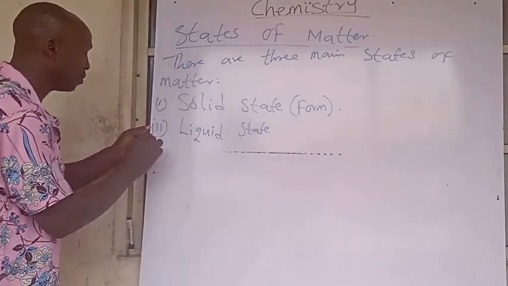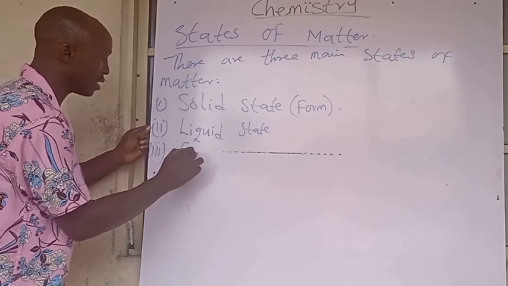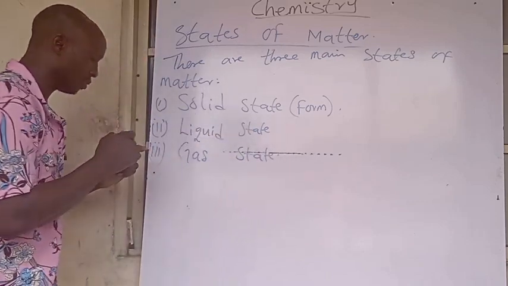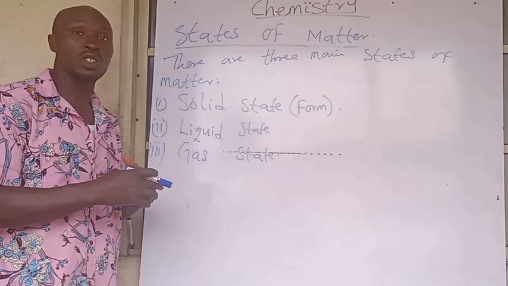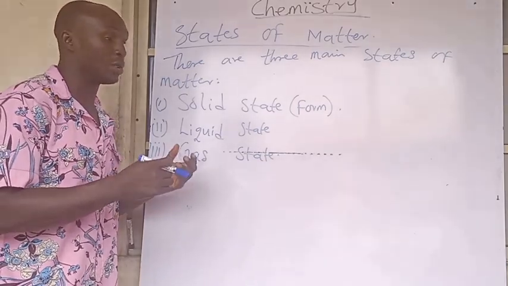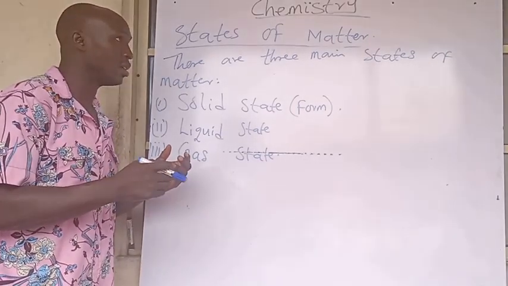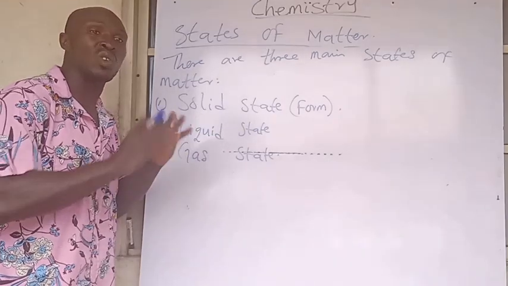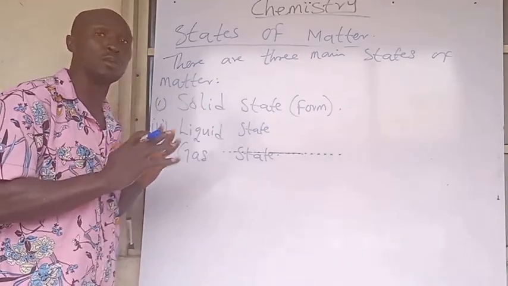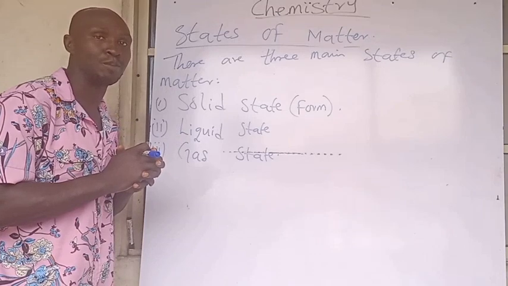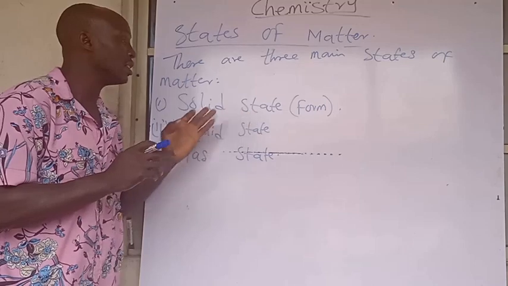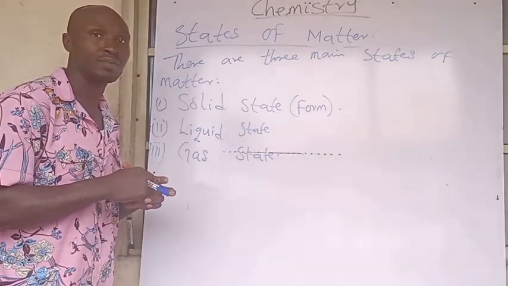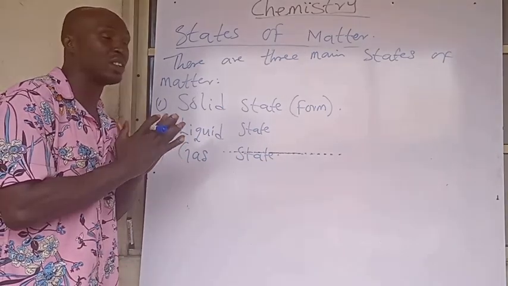Number three is the gaseous state, which is the gas state. There are other states of matter, but they are grouped into three main forms of matter: the solid state, the liquid state, and the gaseous state. I will explain them one after the other.